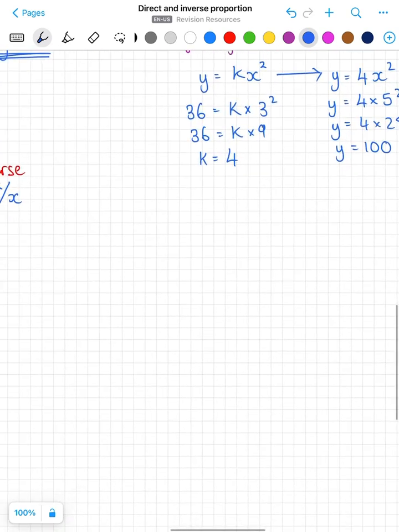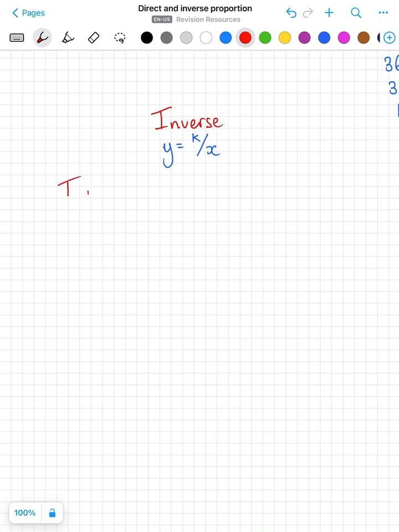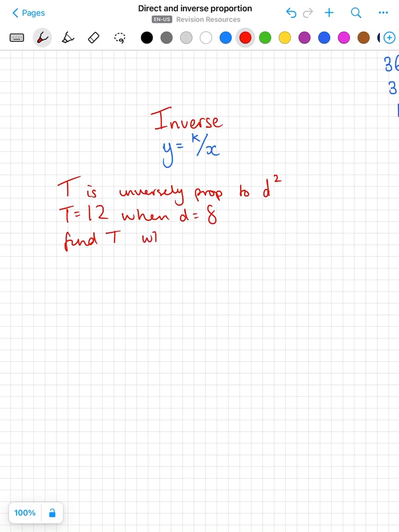So very similar with inverse proportionality, but instead of it's k times, it's k divided by. So let's look at an example question. T is inversely proportional to d squared. So it might not be y or x, it may be other letters. T equals 12 when d equals 8. Find t when d equals 0.5.